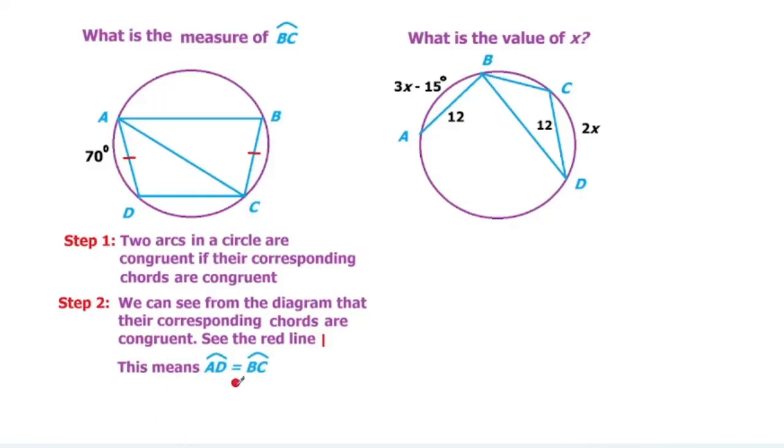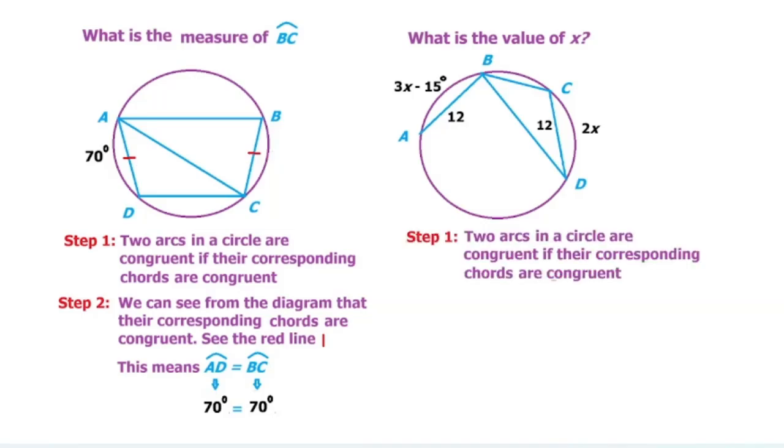So that means arc AD is equal to arc BC. So we know AD is equal to 70 degrees. So that means arc BC is also equal to 70 degrees here, okay? So that solves that side.